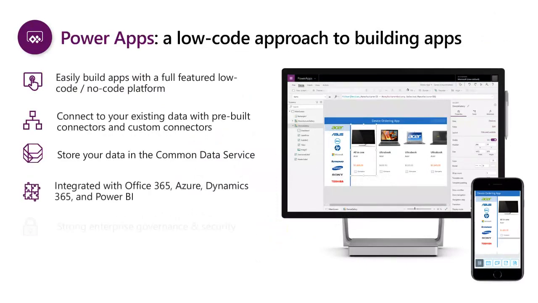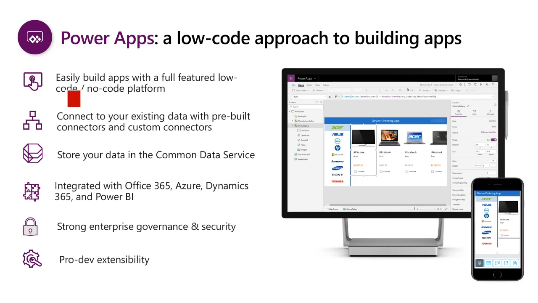Power Apps is a low-code approach to building apps. The objective is to easily build apps with a full-featured low-code, no-code platform. There are a lot of templates available that you can use straight away. Some are free, and if you want to go more in depth, where some business developer already did the development and you want to use it as a standard component, you can buy it from the App Store. You are able to connect to your existing data through connectors. There are about 275 types of connectors for different types of services.